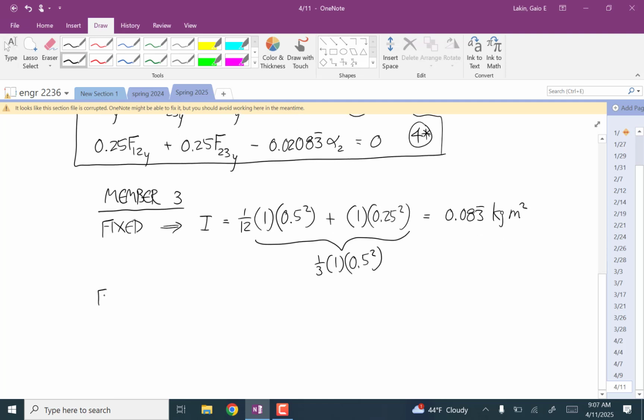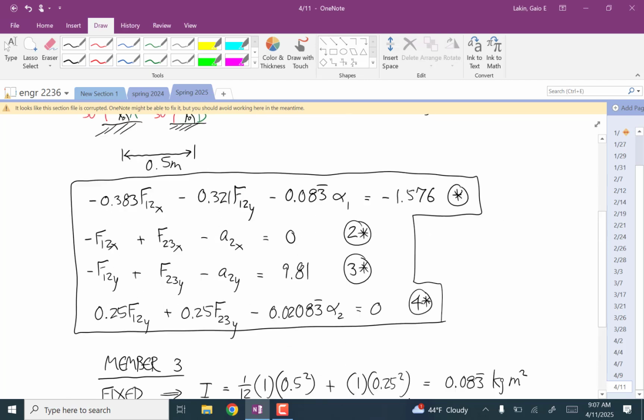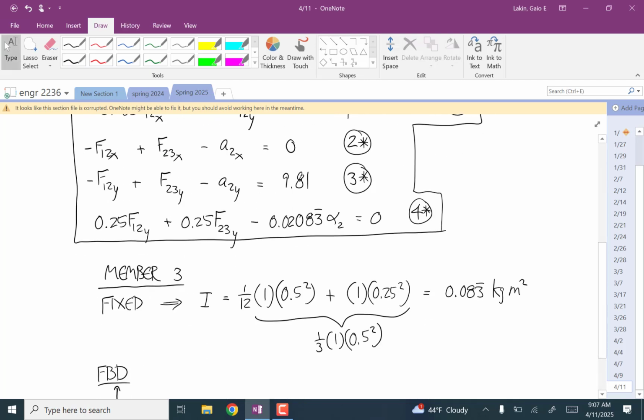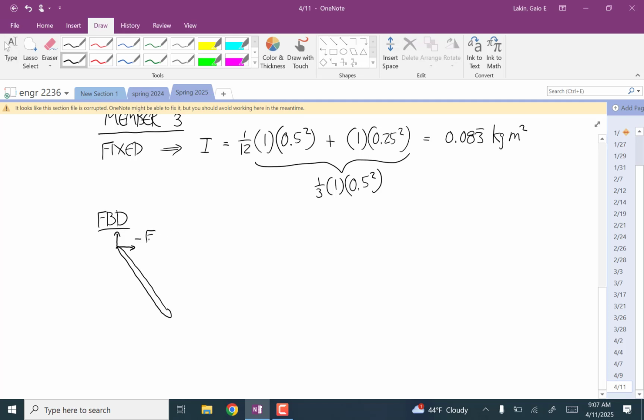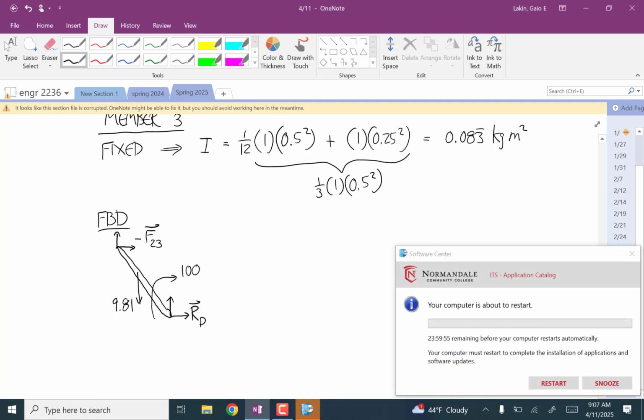Okay, so now we're going to free body diagram. And we have the force on 3/2, which is negative F23 because we've already named F23. We have a weight down of 1 times 9.81. Here we have a reaction force RD. And then we have this couple of 100 Newton meters. Any questions about that?